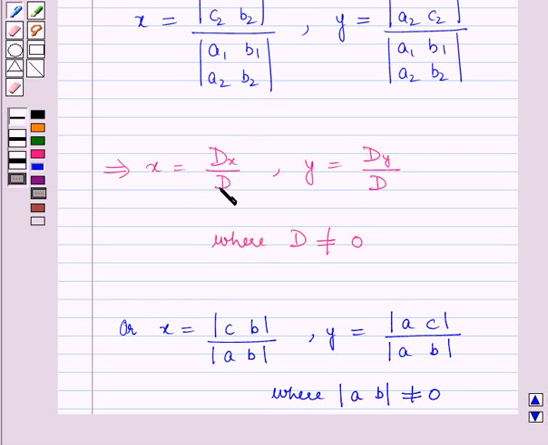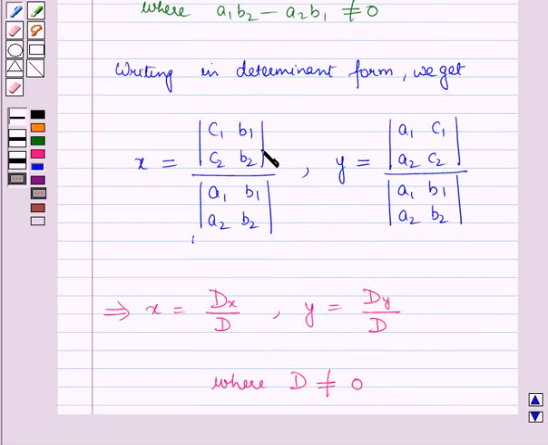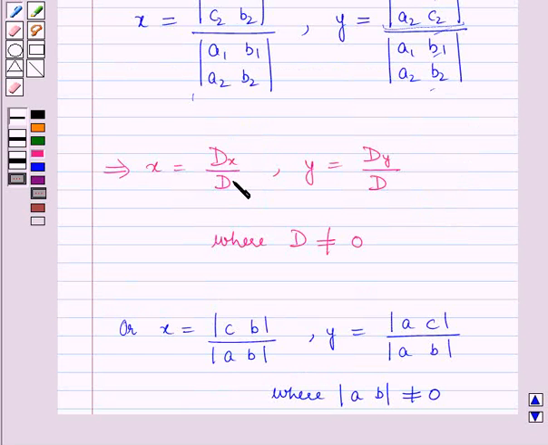Now here you can see that the determinant d in the denominator is really the determinant of the coefficients, and in the determinant dx, the coefficients of x, that is a1 and a2, are replaced by the constant terms c1 and c2. And in the determinant dy, the coefficients of y, that are b1, b2, are replaced by the constant terms c1 and c2. So this is the Cramer's rule for solving the system of two linear equations with two variables.